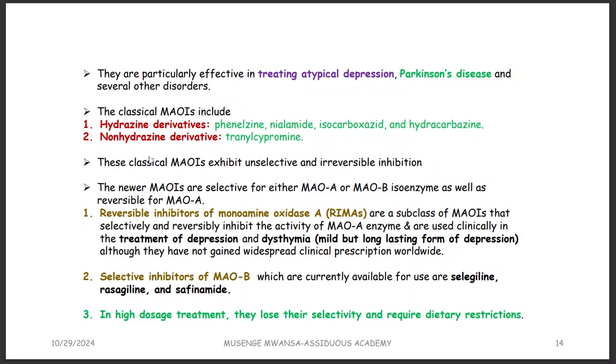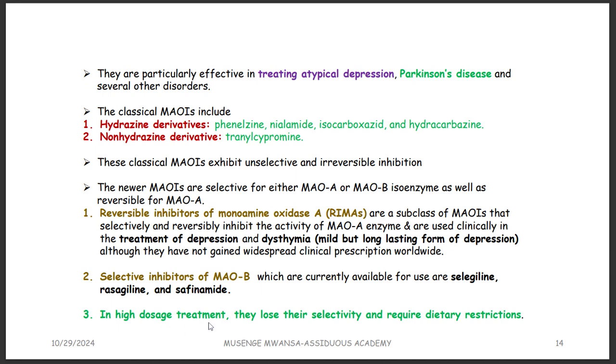You also have some drugs which are selective, not working for both inhibiting MAO A and MAO B, but only one of them. Like, for example, you have only MAO A inhibitors, and these are reversible. You can reverse. So, reversible inhibitor of MAO A, that is RIMA. These guys are good. They can be used for treatment of depression and dysthymia. Dysthymia is just mild depression, but then it is long lasting. It is not that bad, but then it's long lasting. And then selective MAO-B inhibitors: selegiline, rasagiline, safinamide. These guys, we talked about them also in Parkinson's.